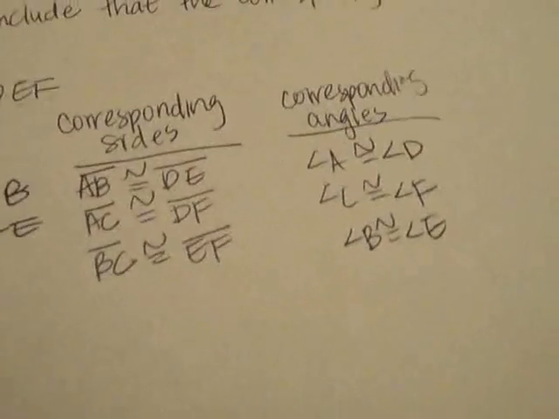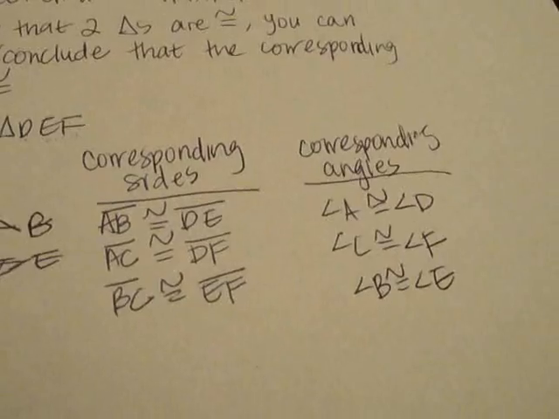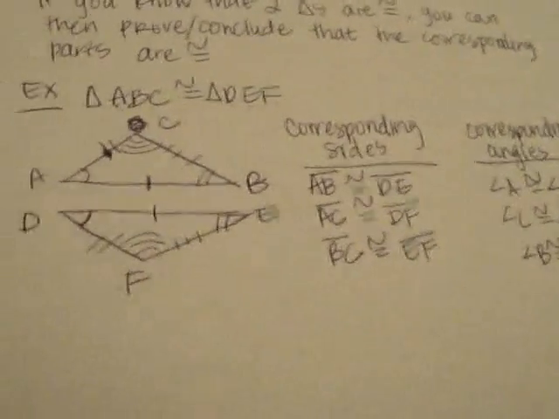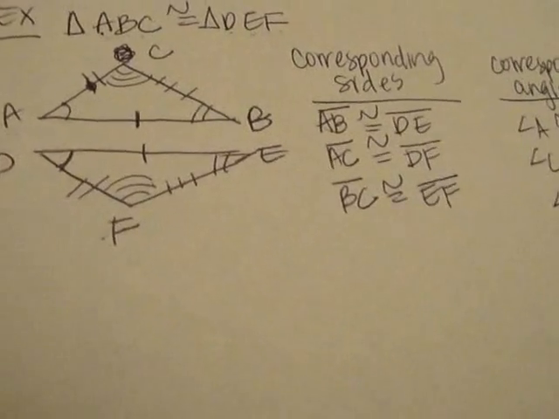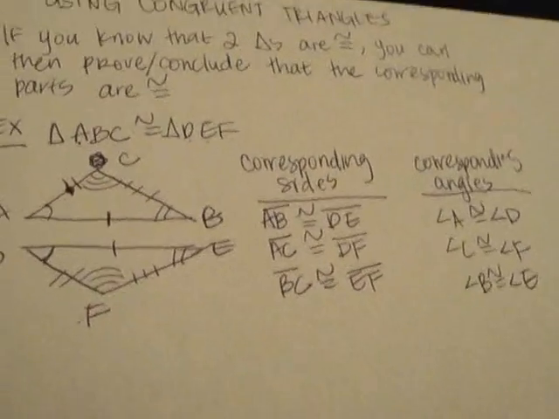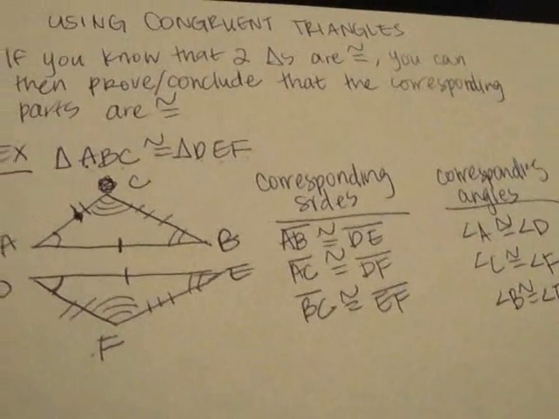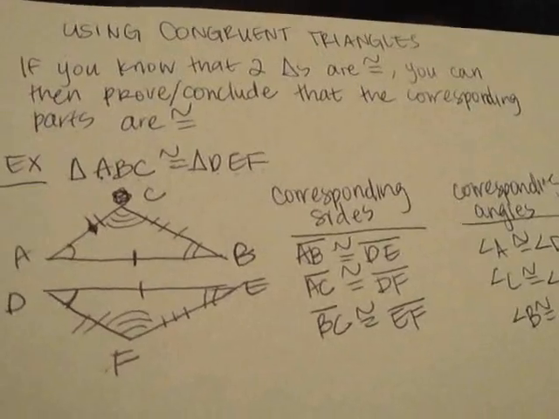So this really comes into play when you have a proof and you're given two triangles and you need to prove that two angles are congruent or two sides are congruent. And you're going to use this whole corresponding sides with congruent triangles, corresponding angles with congruent triangles, to prove that certain things are congruent.